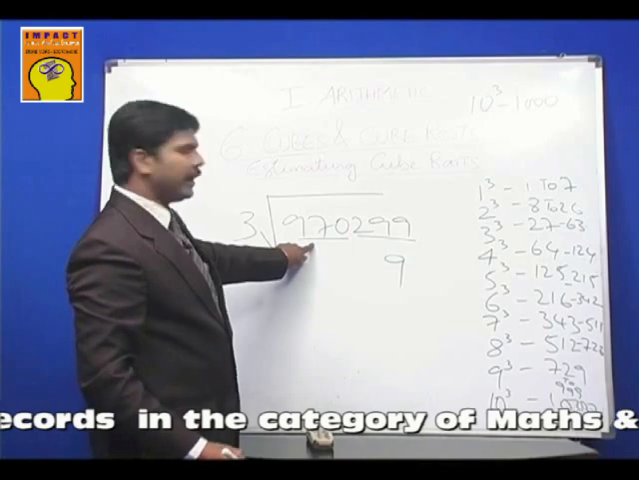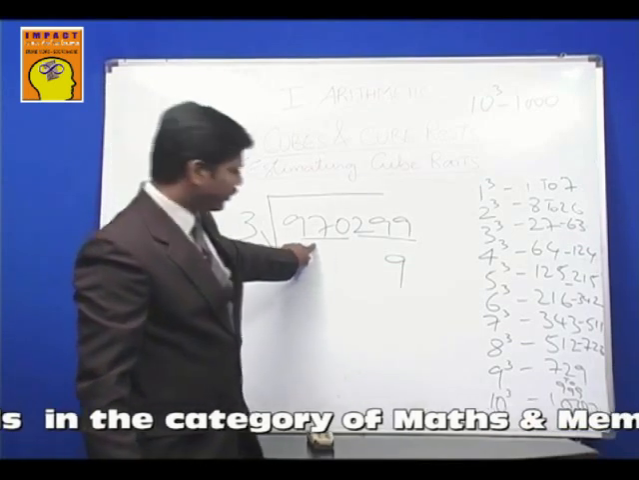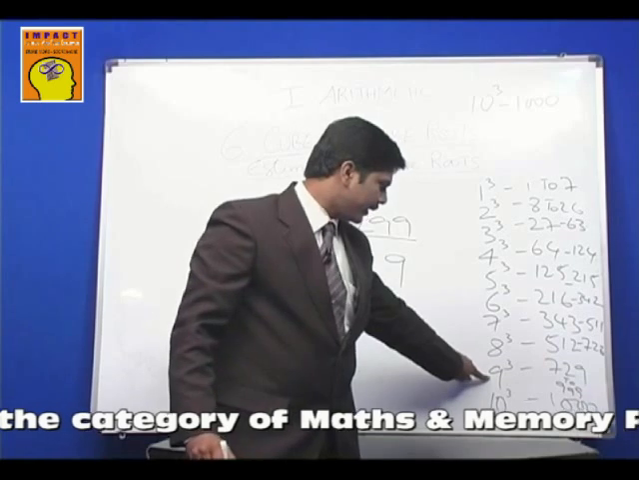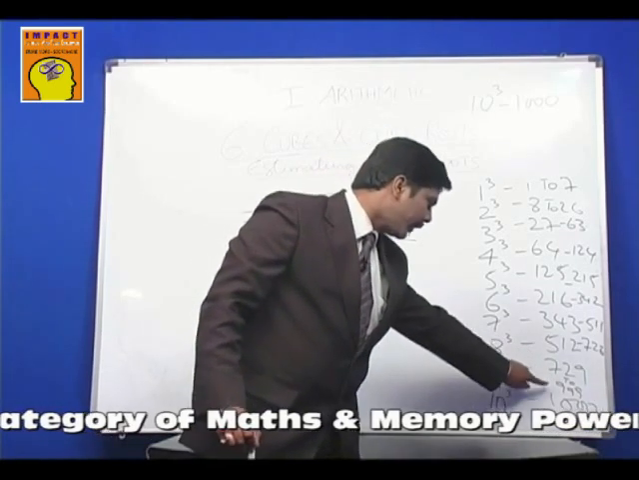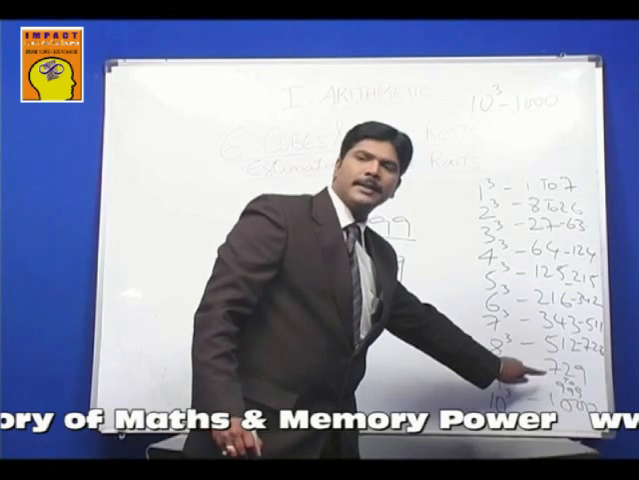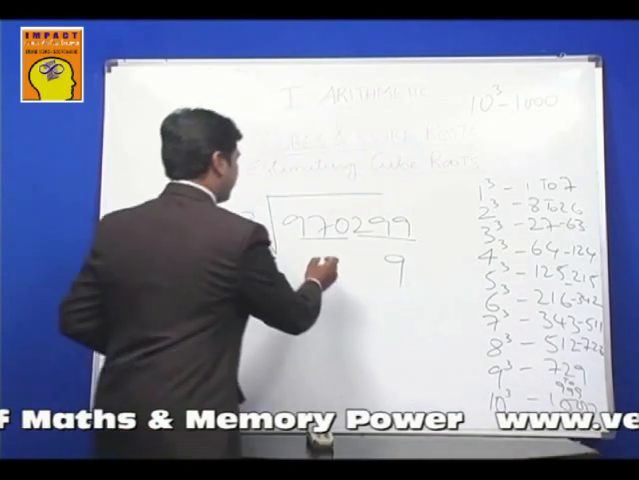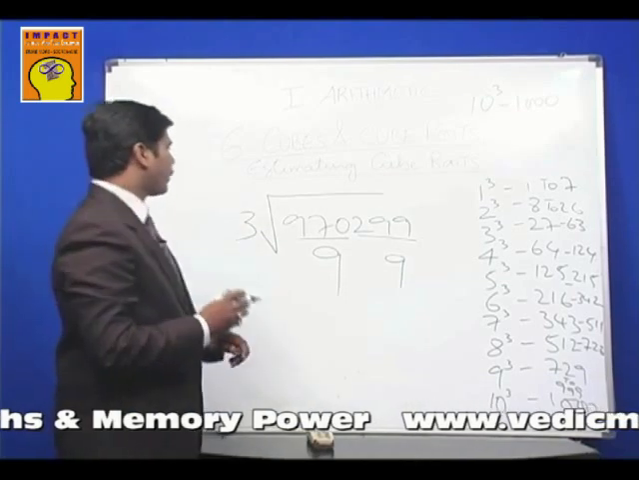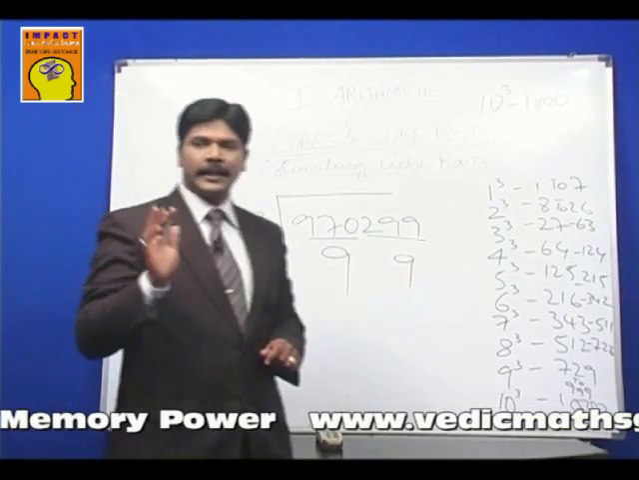970. What is the cube root of 970? Take a look at this. 729 to 999, all those numbers, the cube root is 9. So write 9 here, and that's the final answer. The cube root of 970299 is 99.